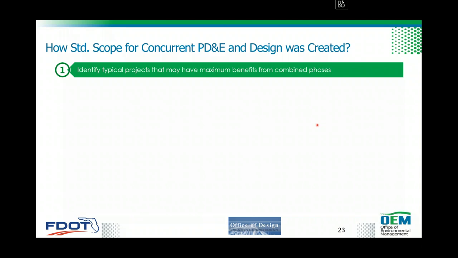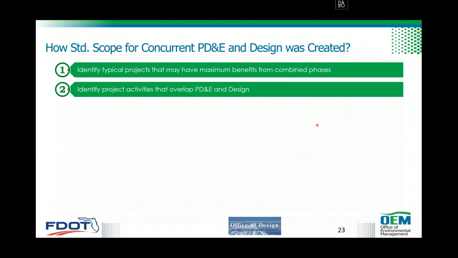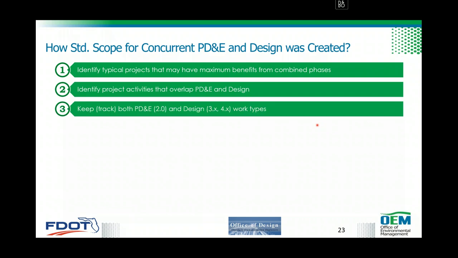So these are the steps that we followed. We identified typical projects that may have maximum benefit from combined phases, keeping in mind the risks I mentioned earlier of scope, schedule, and cost. We identified project activities that overlap PD&E and design. We wanted to keep or track both the PD&E group as well as the design work types.